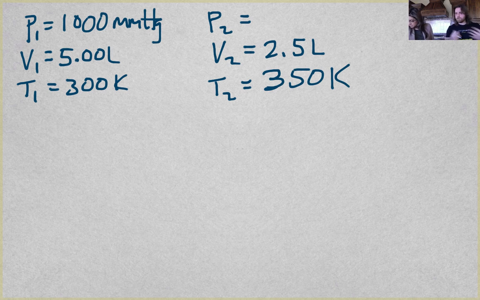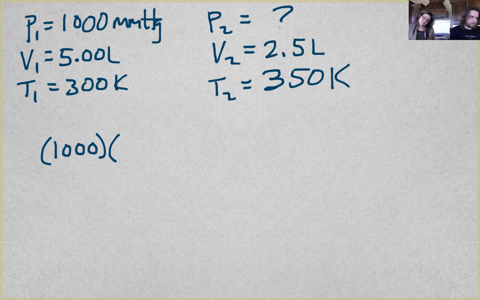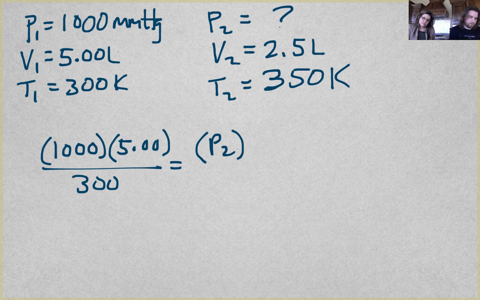So you see how she was just reading me off the problem and I was just plugging in where I could. I didn't ask for a specific order, just went as we go. So what is that new pressure going to be? Well, let's plug everything in. P1 is 1,000 times V1, which is 5, over T1, which is 300, equals P2, which we don't know, times V2, which is 2.5, over T2, 350.